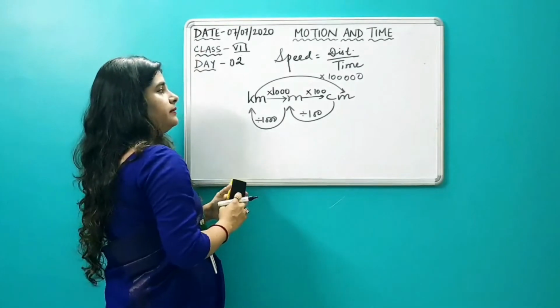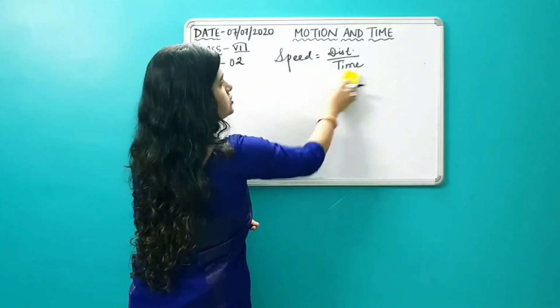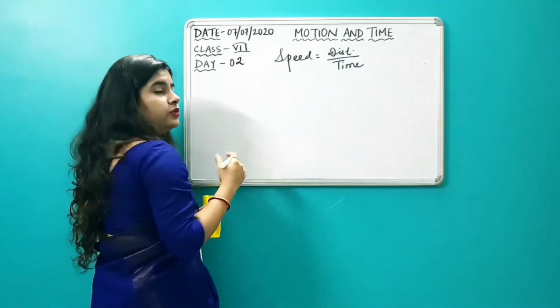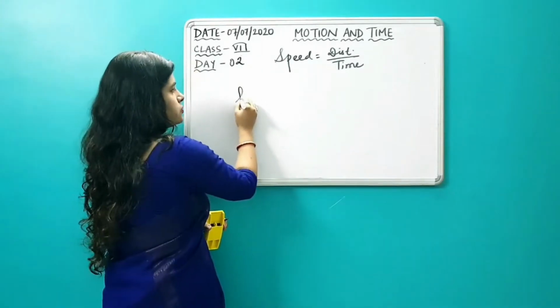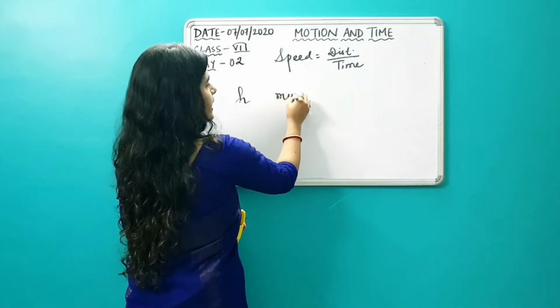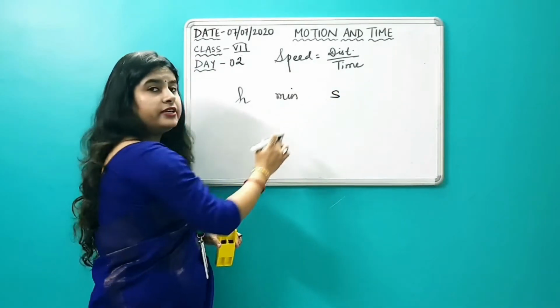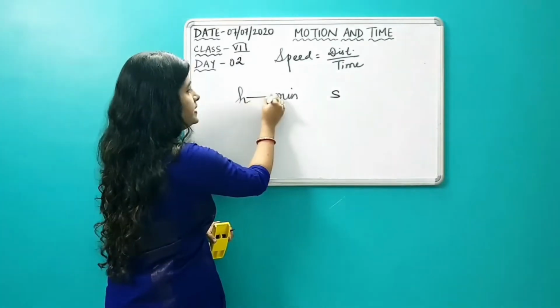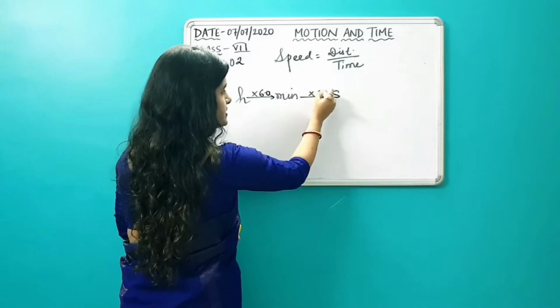Let us consider the three basic units of time. Any three units we will take. Which are the units we normally use? Hour, minute and second. Out of these three units, hour is much bigger than the other two. So hour to minute, you multiply by 60. Minute to second, multiply by 60.